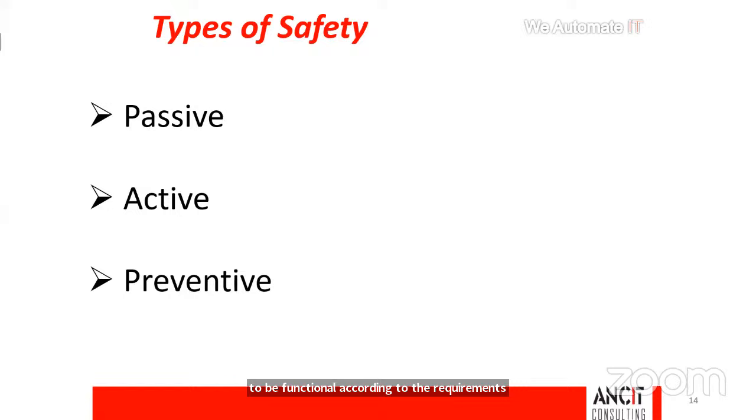Now we have understood that if we are going to create any product, there will be some risks and safeties associated. So now we will see what the types of safety are. There are majorly three types of safeties: passive, active, and preventive.